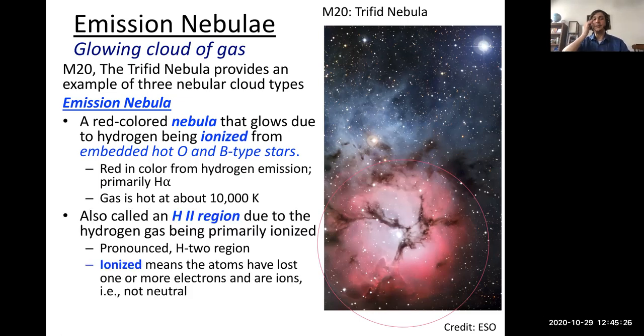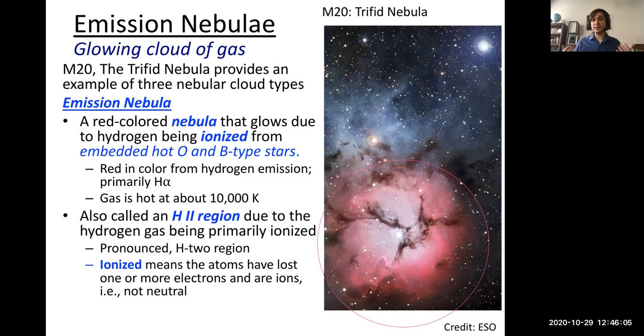Emission nebulae are also called H II regions. That's the Roman numeral 2. We call them H II regions because the hydrogen gas is primarily ionized. We pronounce this H two, and H I would mean non-ionized neutral hydrogen. H II would mean singly ionized hydrogen, which is totally ionized for hydrogen. So we use the Roman numerals to talk about the ionization state. H II means ionized hydrogen, so whenever we talk about an H II region, we're talking about ionized hydrogen regions.